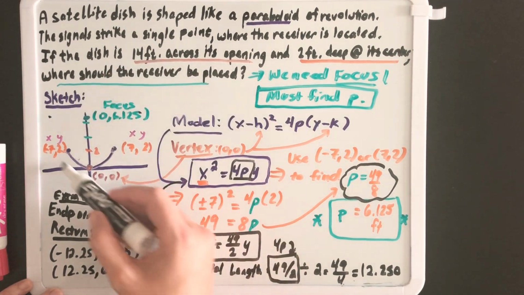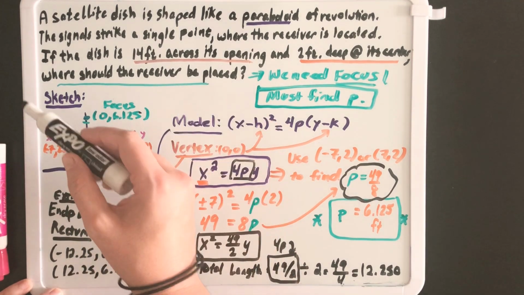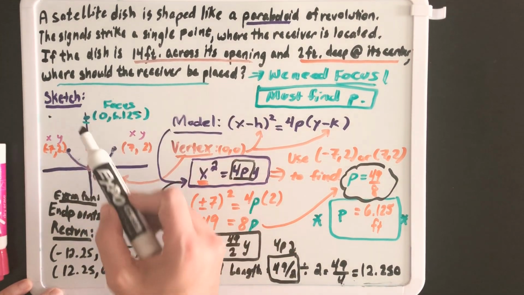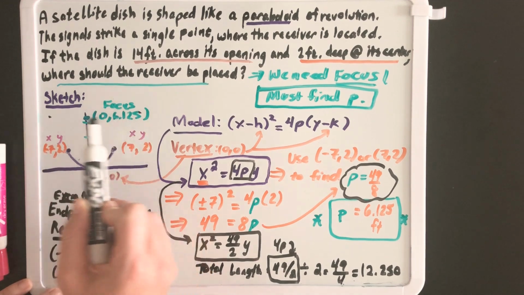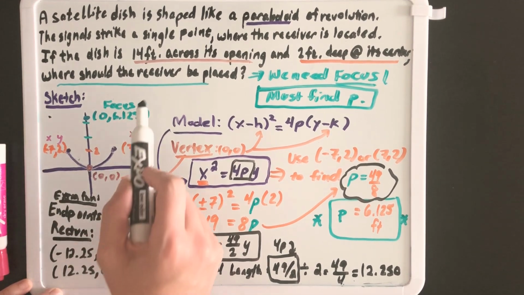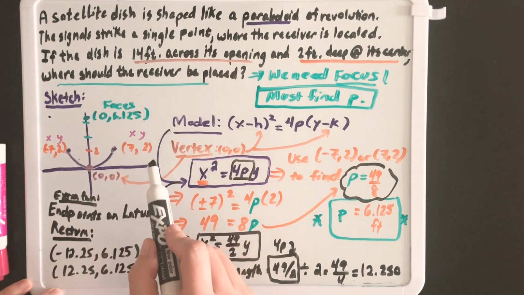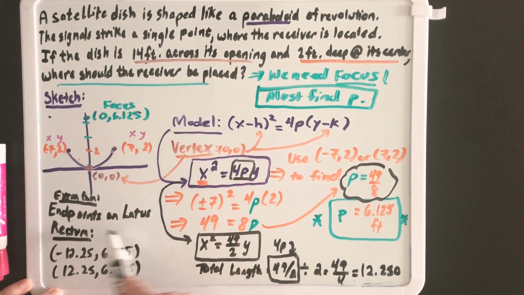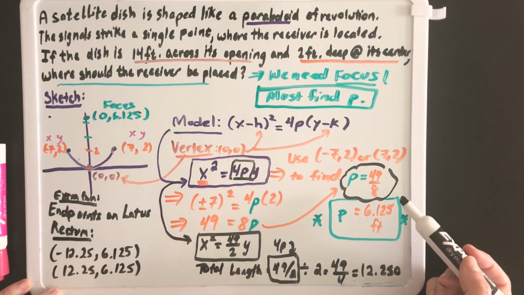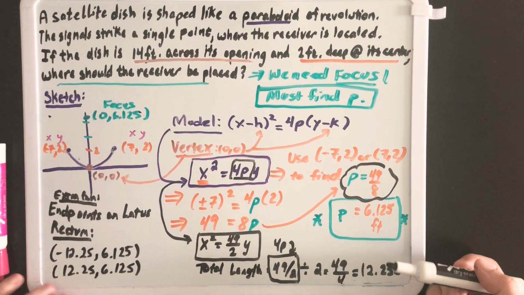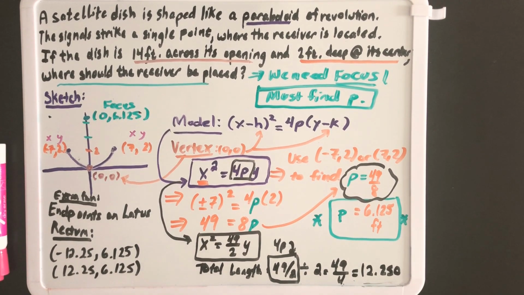So if you were to allow your parabola to continue, those would have been like your endpoints on the latus rectum. But the latus rectum, again, has to go through the focus, and we weren't told where the focus was. Instead, you were asked to find the focus by finding where the receiver should be placed. So be sure that you don't confuse endpoints on the latus rectum with where, in this case, to put the receiver, very different situations since they had not told us where the focus was, but instead had asked you to find it.